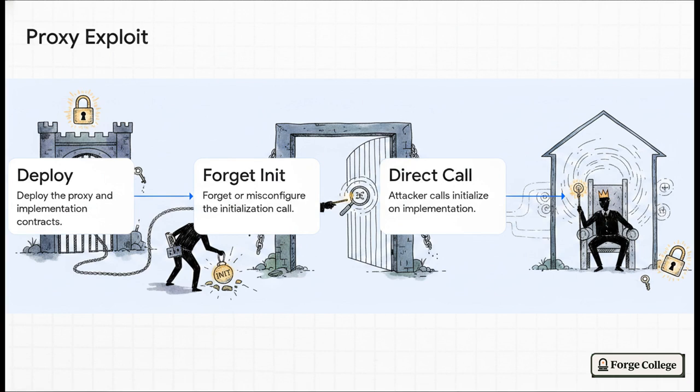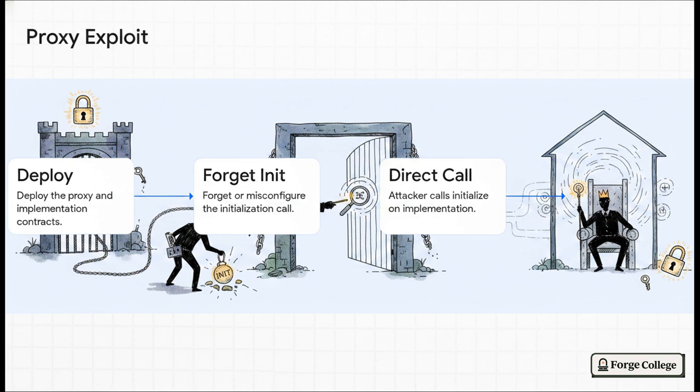You deploy your proxy and your implementation contract, but in the chaotic rush of deployment, the initialization call is forgotten or maybe just misconfigured. So your implementation contract is just sitting out there on the blockchain with a wide-open public initialize function. An opportunistic attacker runs a scanner, spots it, and simply calls it.